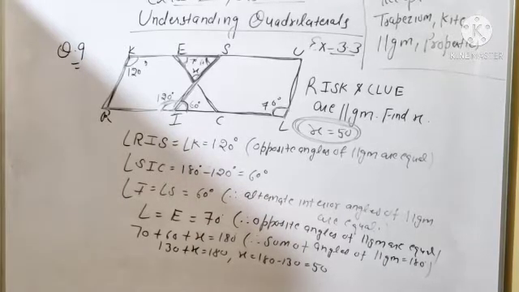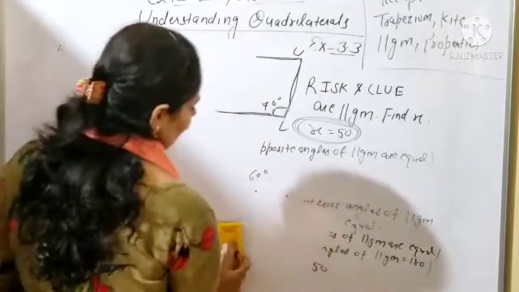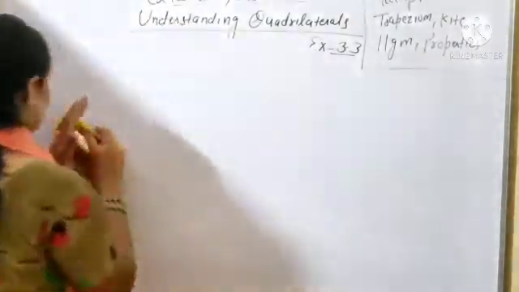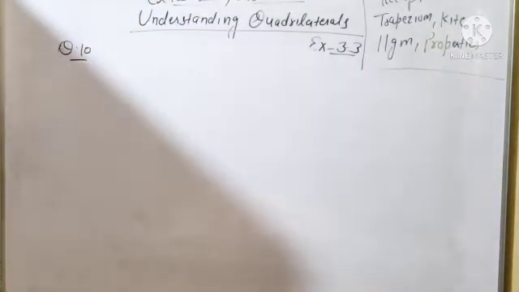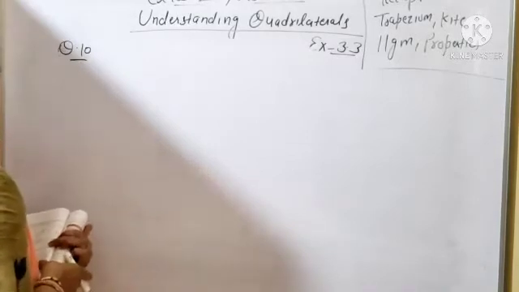Now next question, question number 10. So what is question number 10? Explain how this figure is a trapezium.